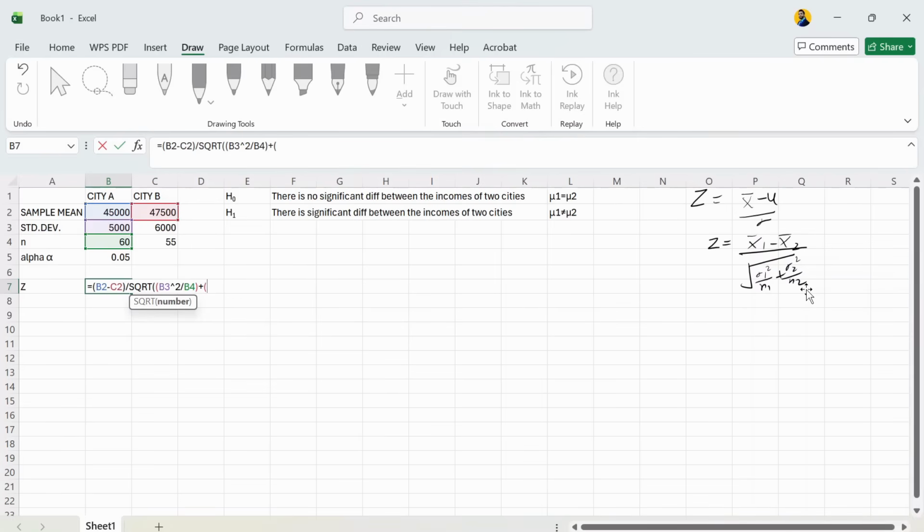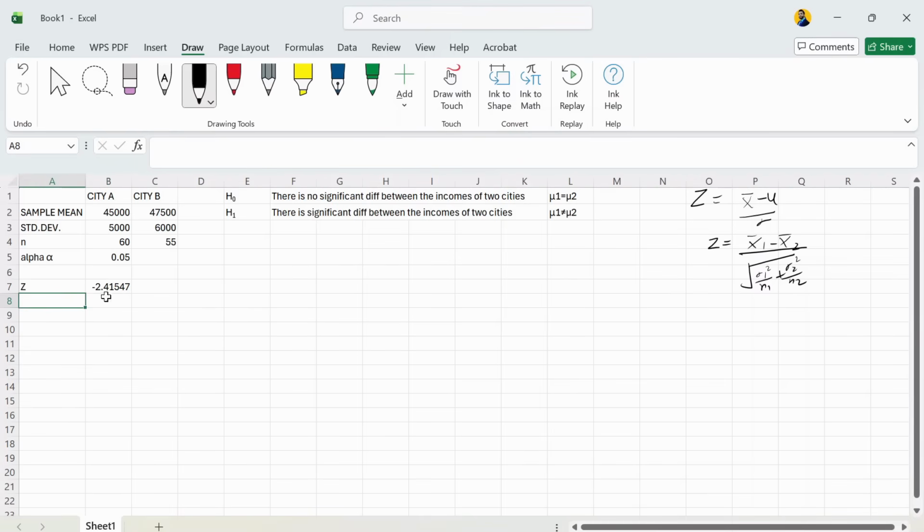You will start your parenthesis, and then again select the standard deviation of city B, square 2, and division by the number of observations, bracket close, and you will close your major bracket which you started at the beginning of the SQRT, like SQRT, then bracket. Now enter. So you have your Z value.